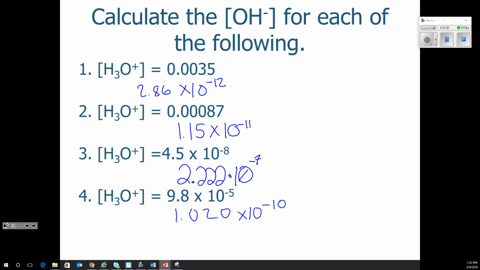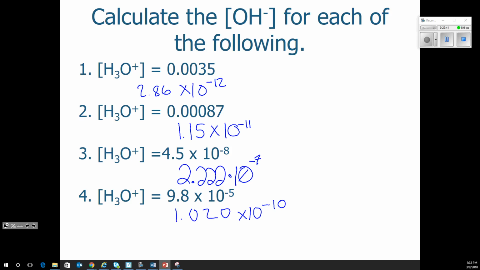Okay, let's go through each one of these and see how well we did. Number 1, thumbs up or thumbs down? Awesome, thumbs up. Okay, number 2, thumbs up or thumbs down? Good, another thumbs up. Number 3? Good. Number 4? Awesome. So we're all on the same page.